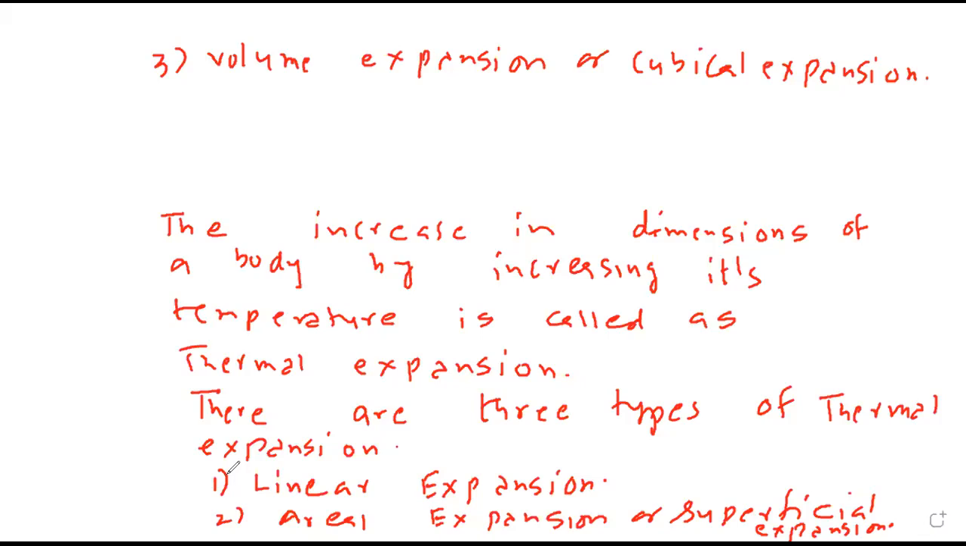Yes, completed? Okay, everybody has done. The increase in dimension of a body by increasing its temperature is called thermal expansion. There are three types of thermal expansion: linear expansion, areal also called superficial, volume also called cubical. Shall I clear this? See, very simple topic. One MCQ is based on this, so you can score easily in this chapter.